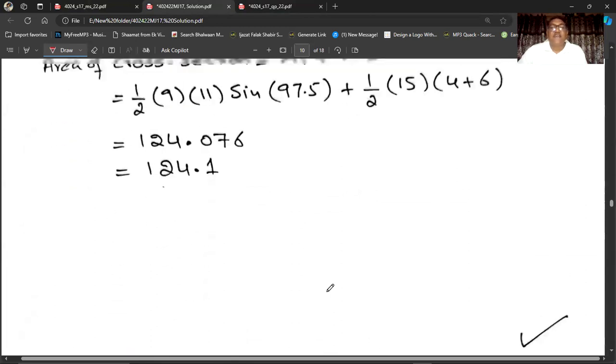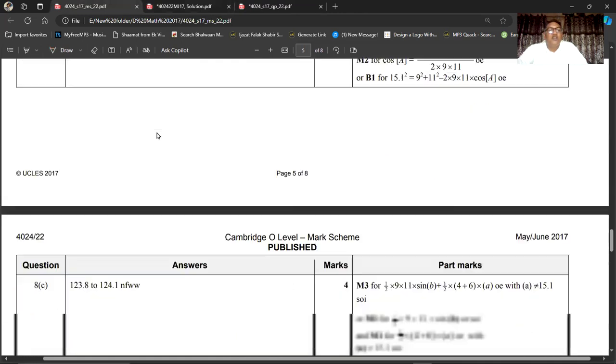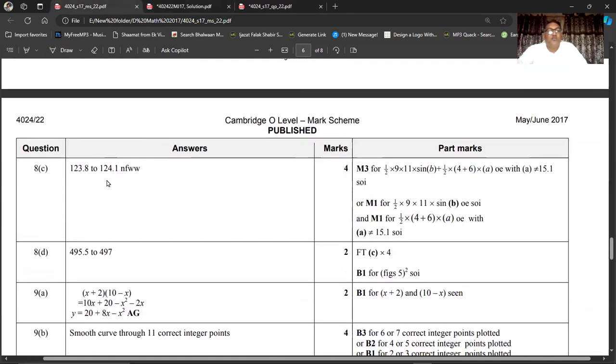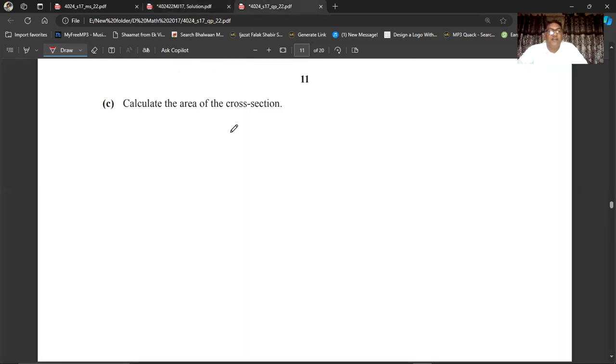So the area of the cross section will be area 1, which is the triangle, plus the area 2, which is that trapezium. So the area of that triangle will be 1/2 into 9 into 11 into sine of 97.5. And the area of that trapezium will be 1 by 2 into 15 into the sum of 4 and 6. So when you enter this in your calculator, you will get 124.076. So approximately it is 124.1 meter square. So 124.1 meter square is the right answer, sir. Question number 8, C part is done.